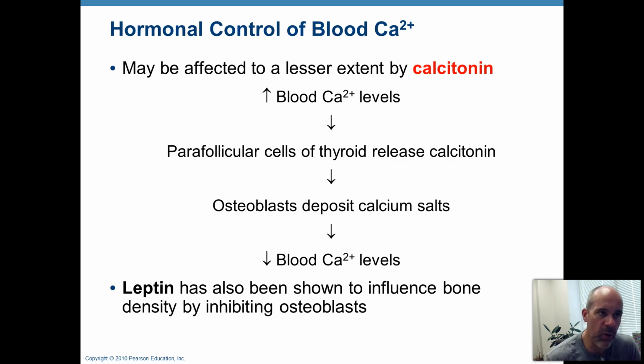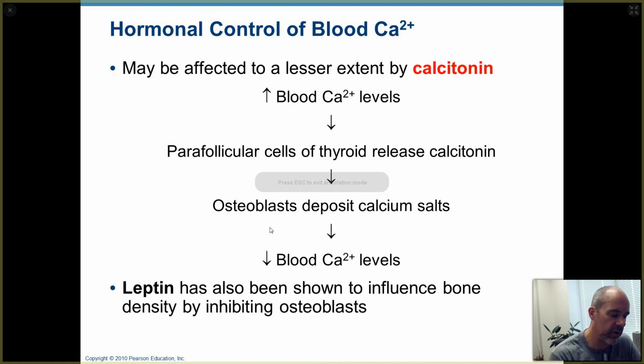There's another hormone that is produced within the body. Calcitonin is a hormone that is produced by the thyroid.